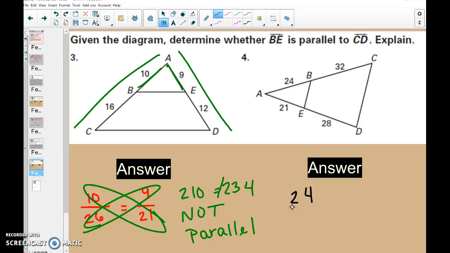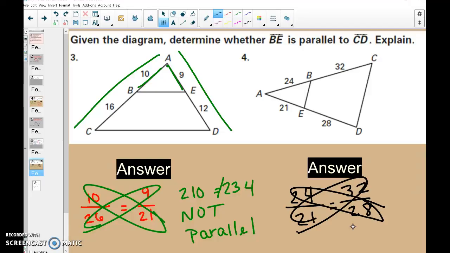This one I'm going to do 24 over 21. Why not? We'll do top over bottom for that one. 32 over 28. I'm going to cross multiply for mine. Do the math. I get 672 equals 672. Awesome. That means that these guys are parallel.